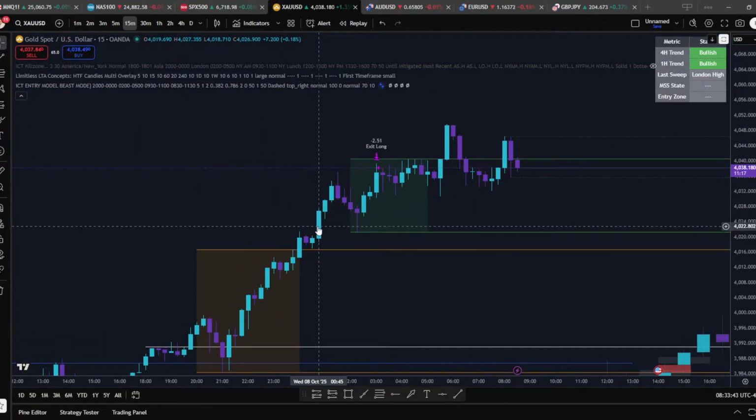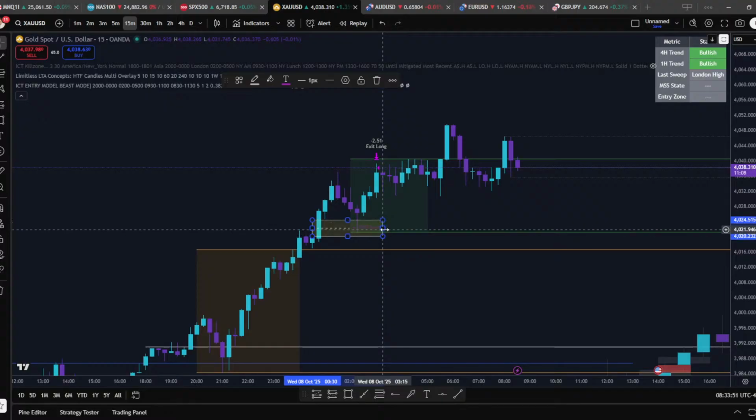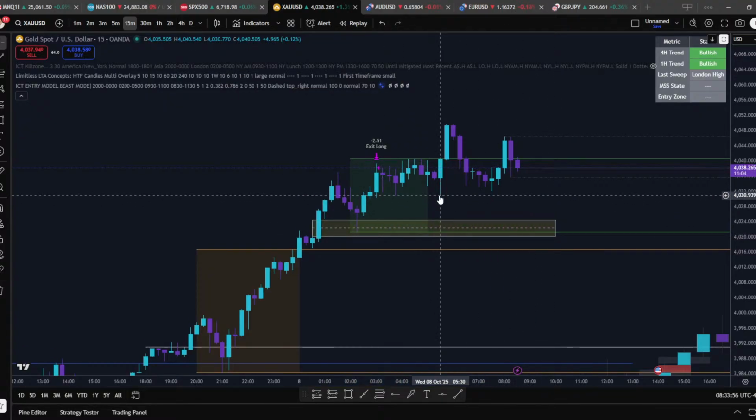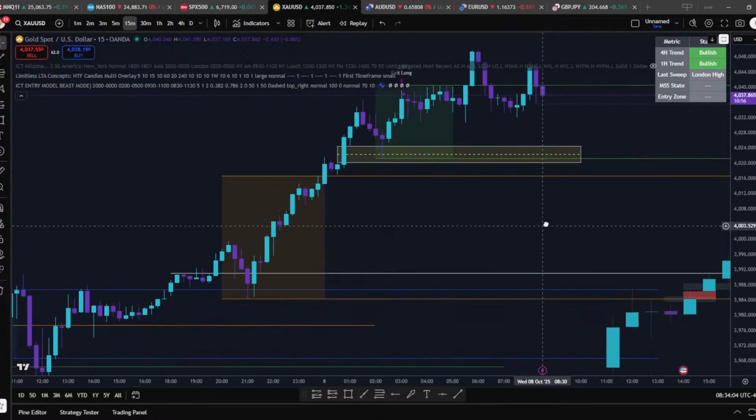Okay, we're targeting this area first. So this area would be a target of interest. Okay, obviously this will be a huge target. So if it breaks this area, we're looking at a market structure shift on the way down. Okay.